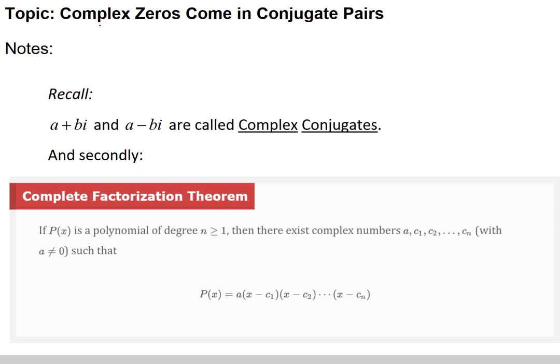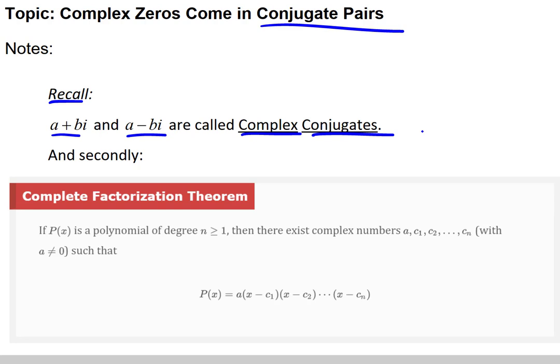This video is about how complex zeros come in conjugate pairs. For our notes, we need to recall some important things. First of all, when we say a plus bi, remember that's a standard complex number form. But then a minus bi, if you pair that with it, those are called complex conjugates.